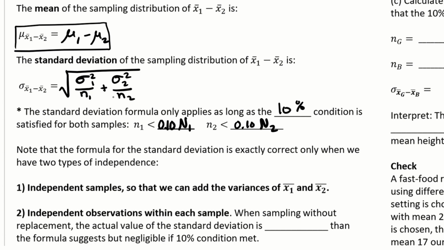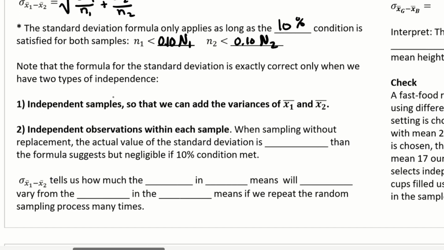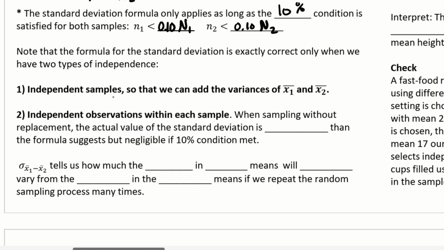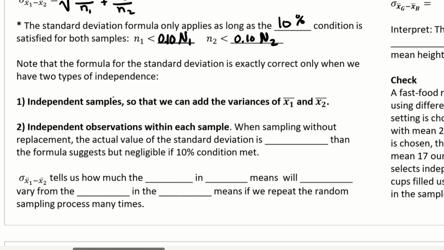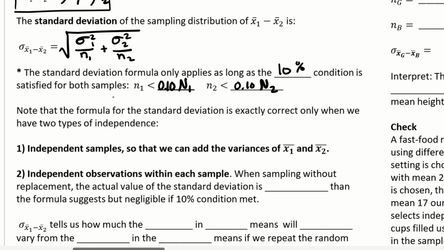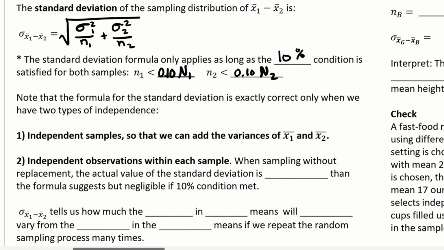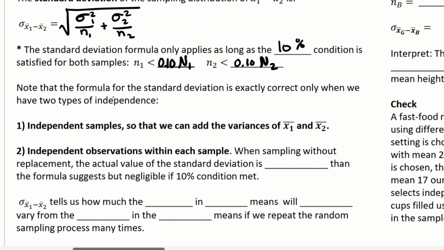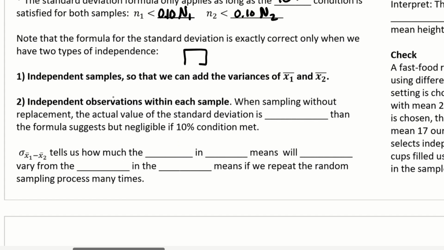All right, so now, because there are 2 different populations, it's important to realize that this formula for standard deviation is correct only when we have 2 types of independence, okay? So not only do we need the 10% condition to be able to apply the formula, but the formula itself is correct if we use the 2 types of independence. Because we have 2 populations, right? Population number 1 and population number 2. Well, first off, these populations have to be independent from each other, okay? So the samples that we take have to be independent from them, okay?